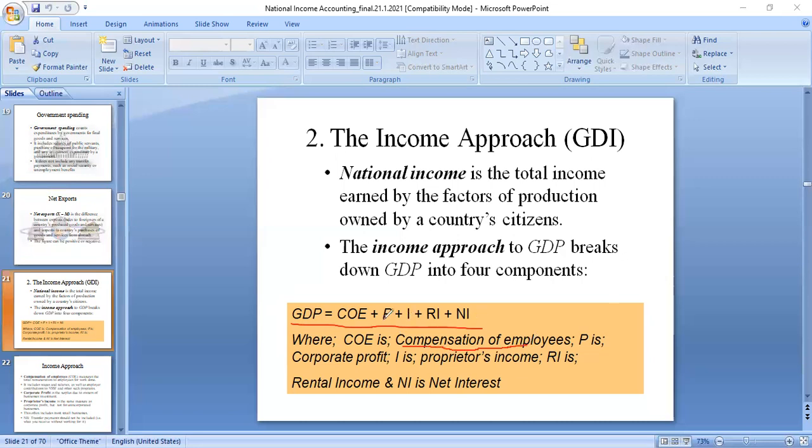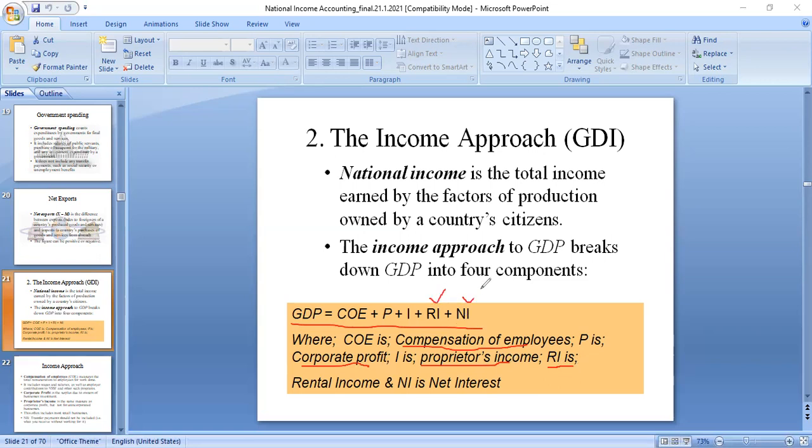And then the P stands for corporate profit. There are those corporate companies, so the profit they make will be the corporate profit. And then the I stands for proprietor's income. And then the RI stands for rental income.